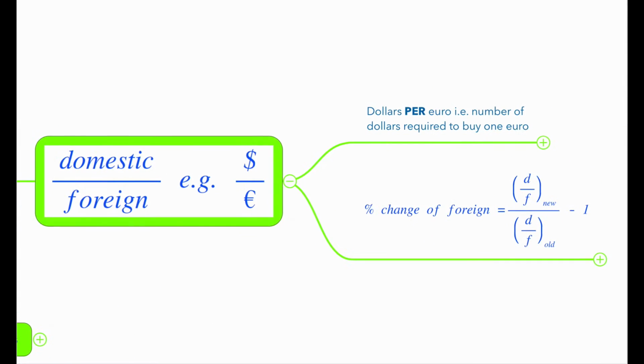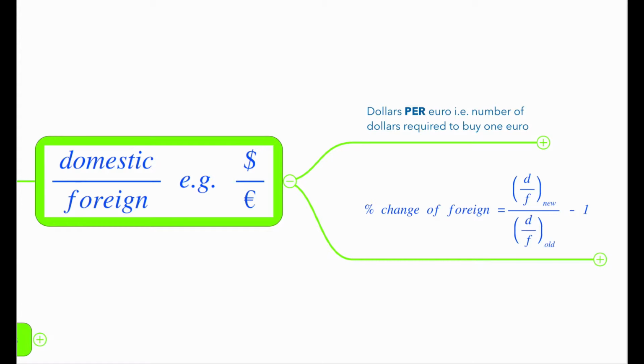The exchange rate is the number of units of price currency that one unit of base currency will buy. The price currency is in the numerator and the base currency is in the denominator. So when we have a dollar per euro exchange rate, that represents the number of dollars required to buy 1 euro. Now the convention is to express this from the perspective of domestic over foreign.